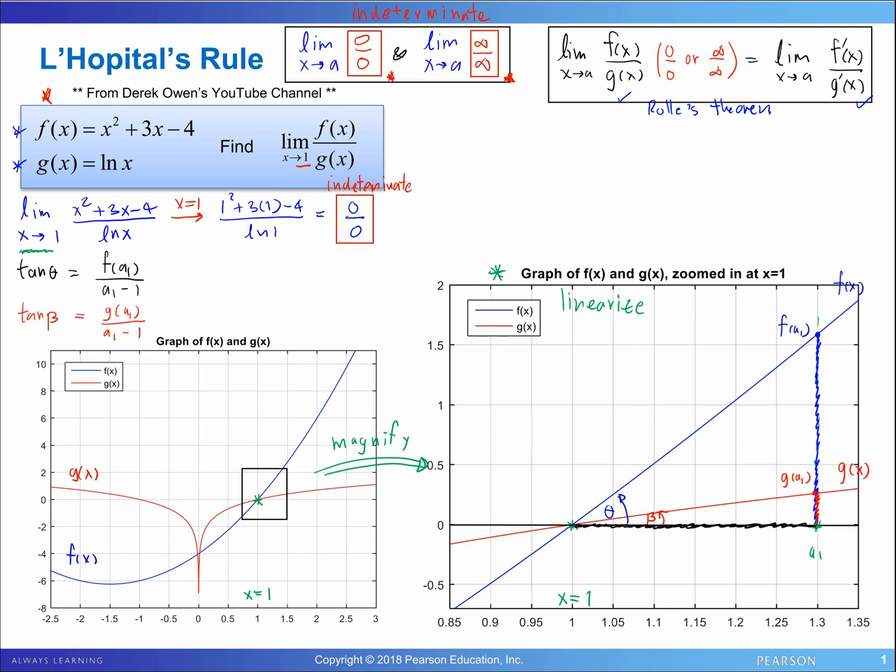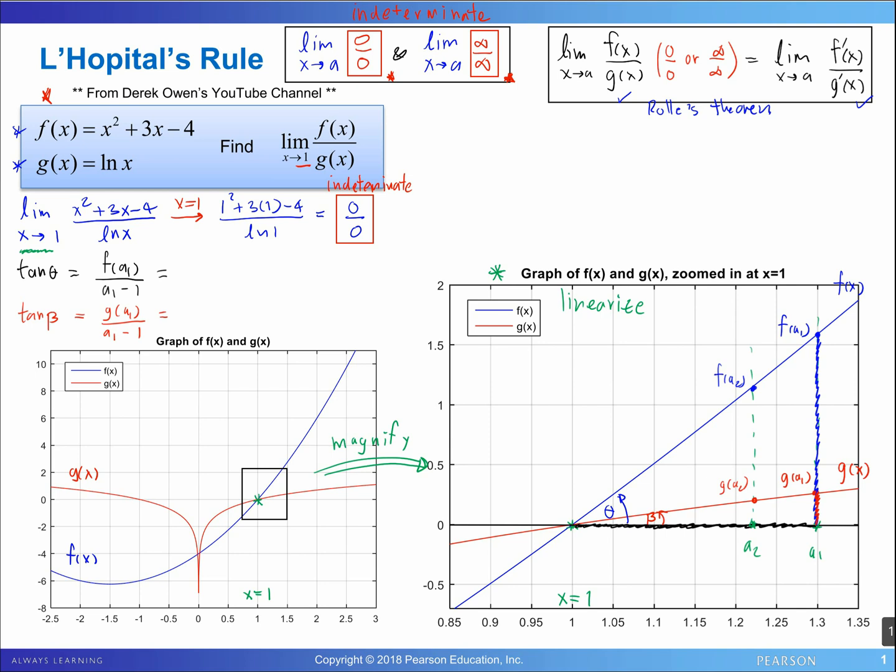Now let's move a little bit closer to x equal to 1. At this point, a bit closer. Let's call this point A2. And let's have the same line all the way down. At A2, we have two function values again. At this point, f of A2. And down here, g of A2. And now we want to find tan theta and tan beta at the new location, equal to what?